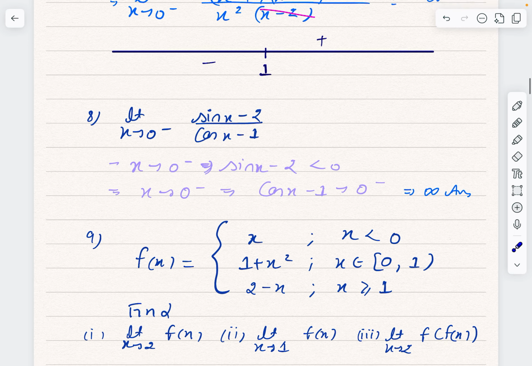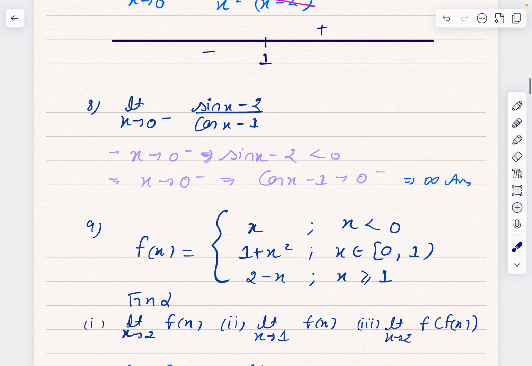Okay, next one. Now this is a very interesting problem. f of x is equal to x when x is less than 0, 1 plus x square when x belongs to [0, 1), and 2 minus x when x is greater than or equal to 1. Find first, limit x tends to 2 of f of x; second, limit x tends to 1 of f of x; third, limit x tends to 2 of f of f of x.